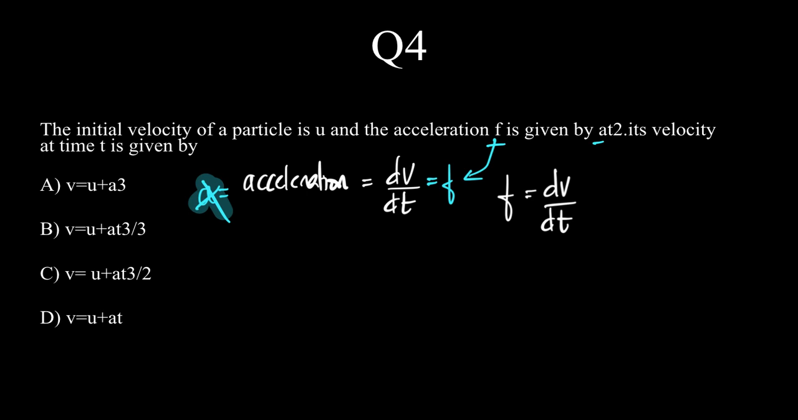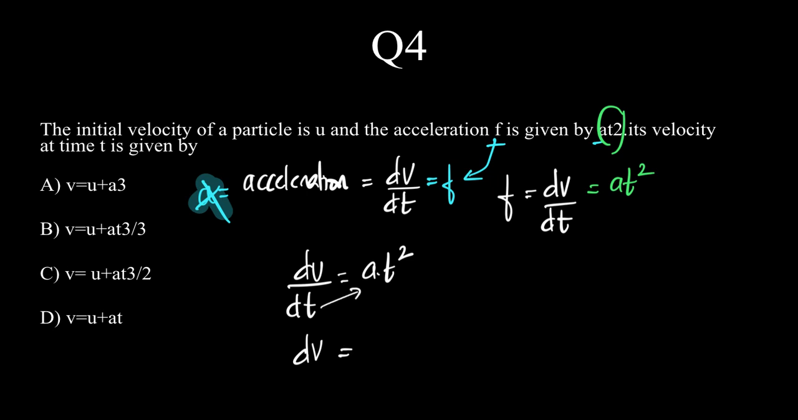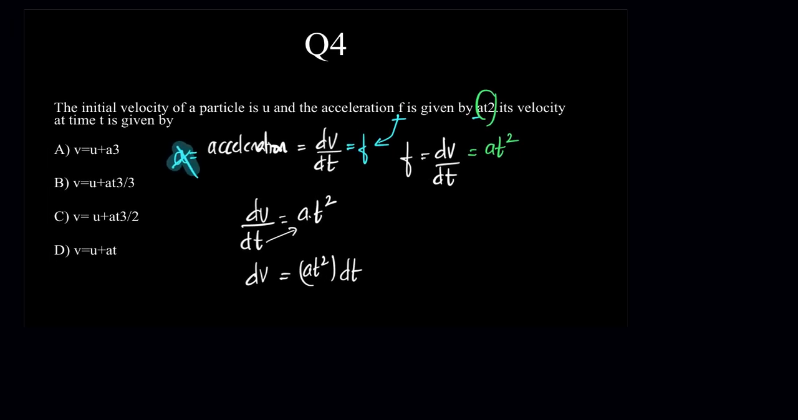Not just that, what we also have is the expression for acceleration given as at square. That's it, we're done with the question. Now dv by dt is equal to at square, in which case what is dv? You cross multiply dt over here, so that becomes at square times dt. This is in the variable separable form, in which case dv is equal to at square dt can be integrated on both the sides.